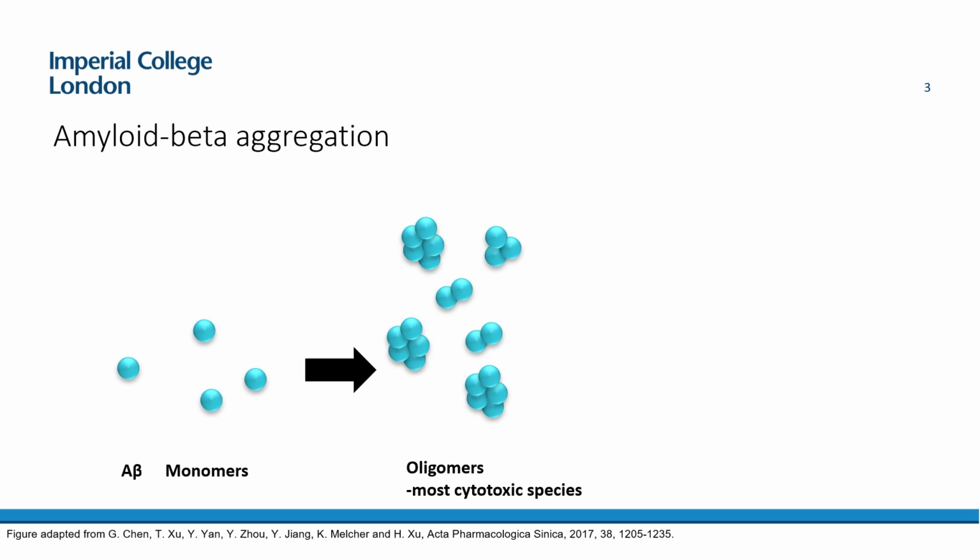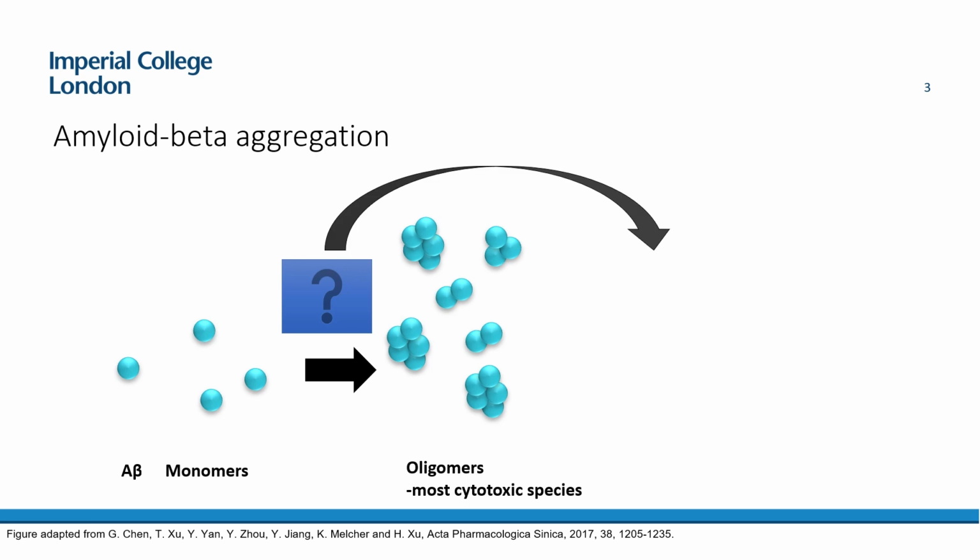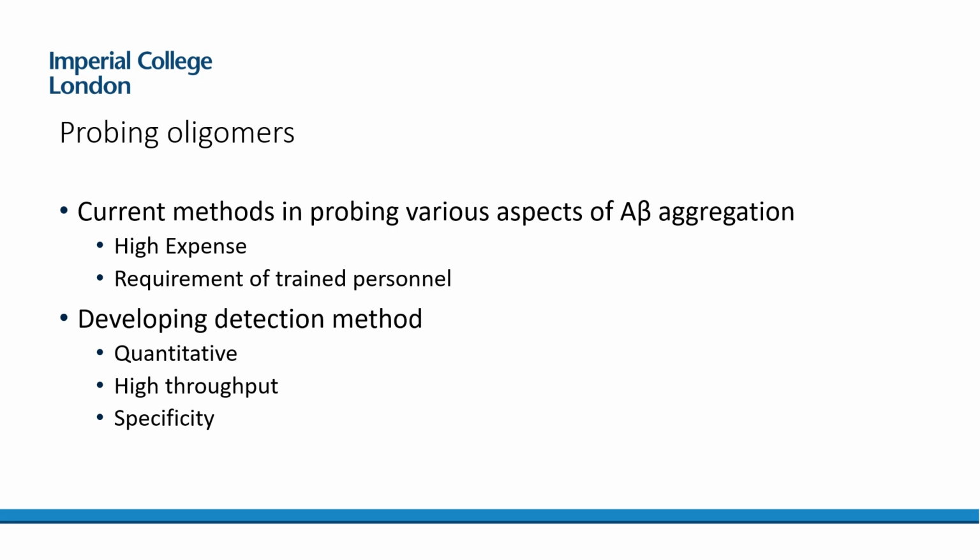The key underlying mechanism for the formation of this oligomer species is still unclear, where this information could provide insight into the pathology of AD and potentially for a therapeutic approach towards AD. Current methods in the field are powerful tools for probing various aspects of A-beta aggregation. However, many of them, including PET scans, are limited by their high expense and the requirement of trained personnel for the operation. Therefore, a detection and quantification method that is high throughput and oligomer specific could help to aid the study of oligomers and could potentially be adding to diagnostic tools.